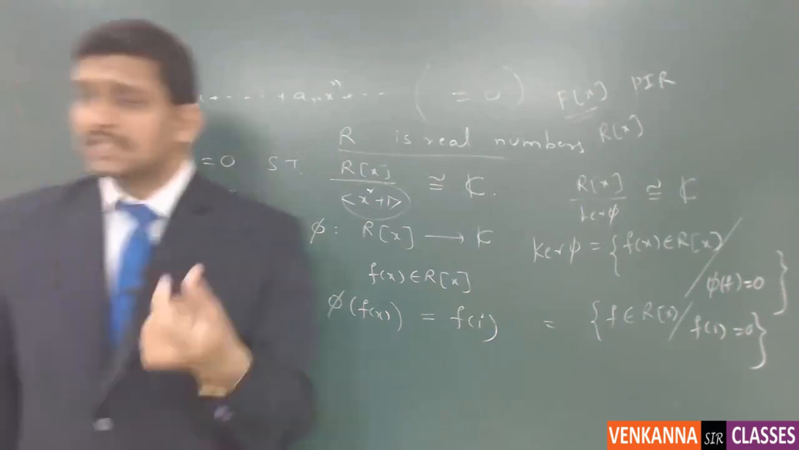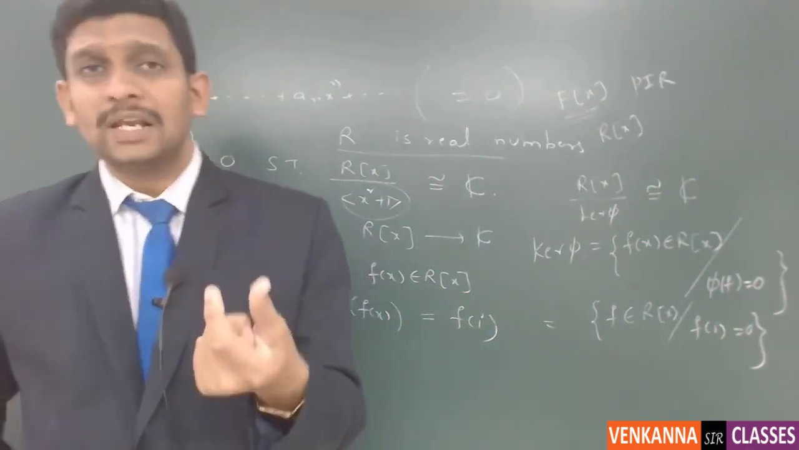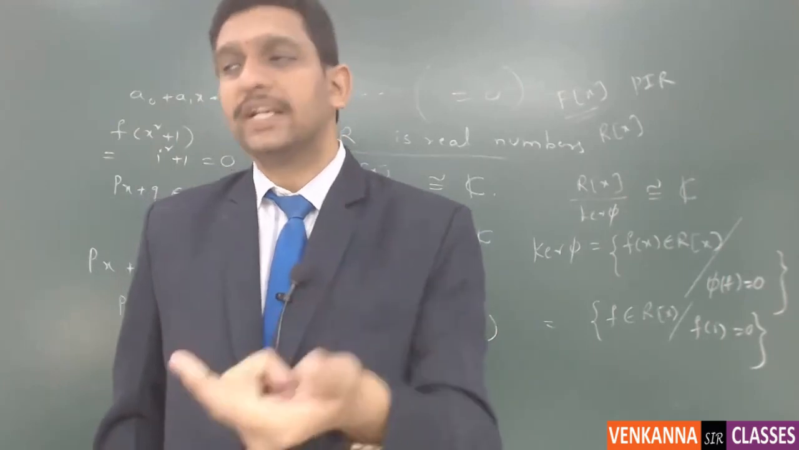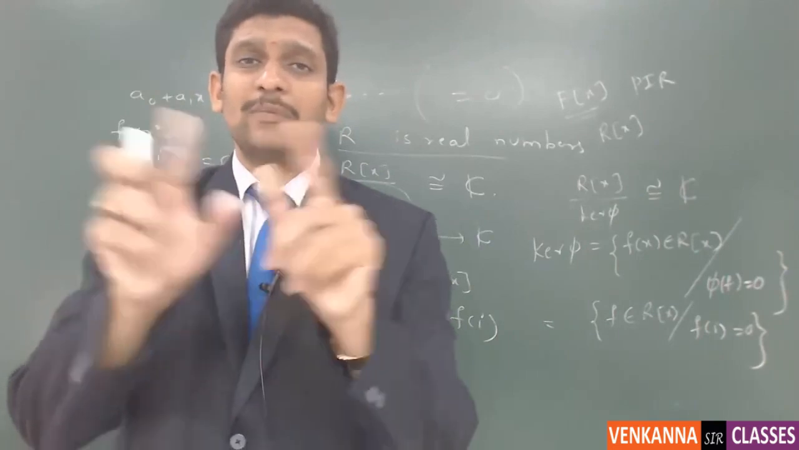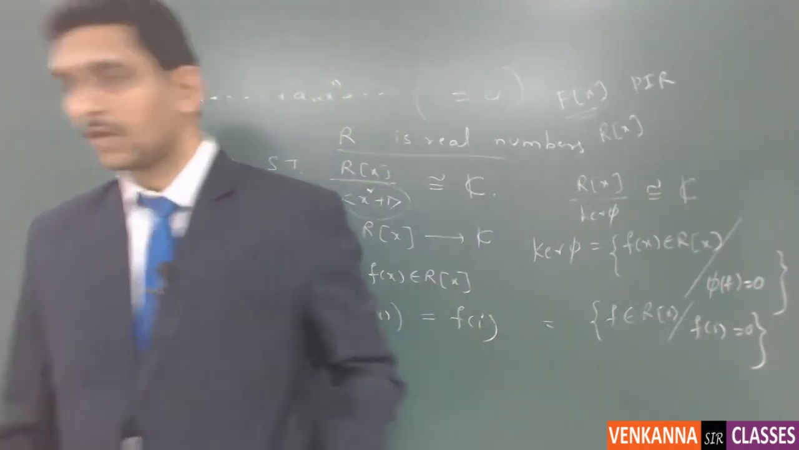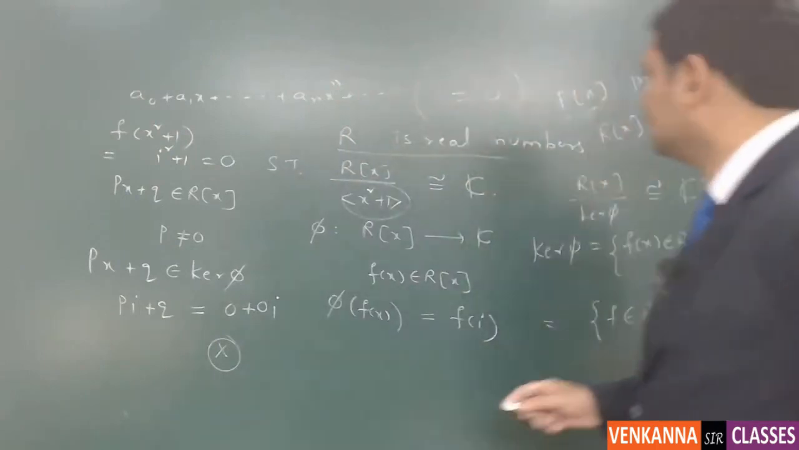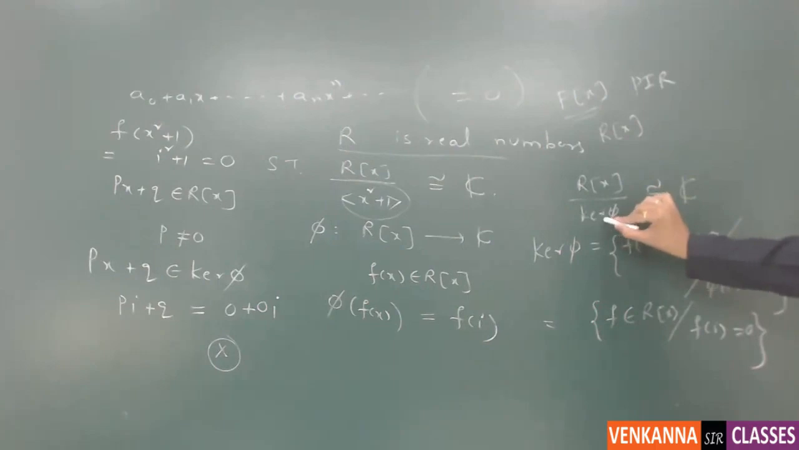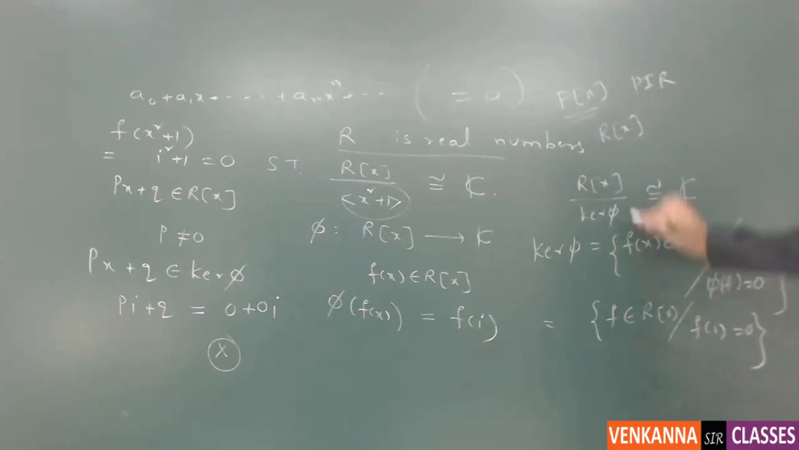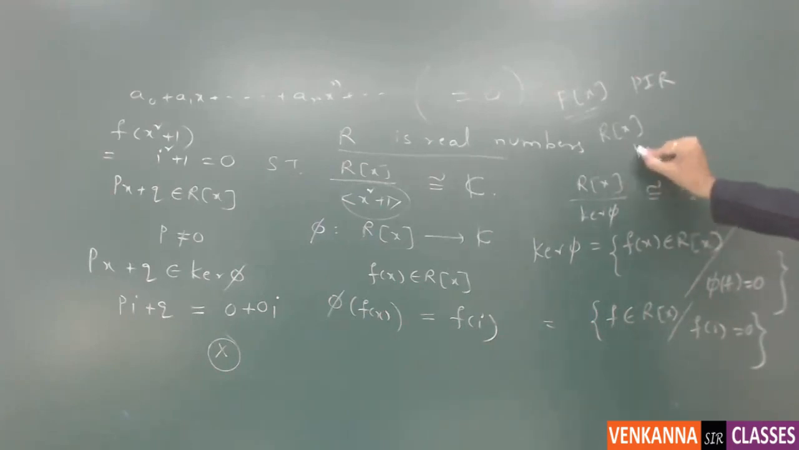There we used that g of x is the polynomial in the ideal U having the smallest degree. Using that technique only, we have proved that the ideal U is generated by g of x. Now what happens? If you consider R[x]/kernel, we know that kernel is always an ideal. And R[x] is a principal ideal ring, so that kernel phi is a principal ideal ring.